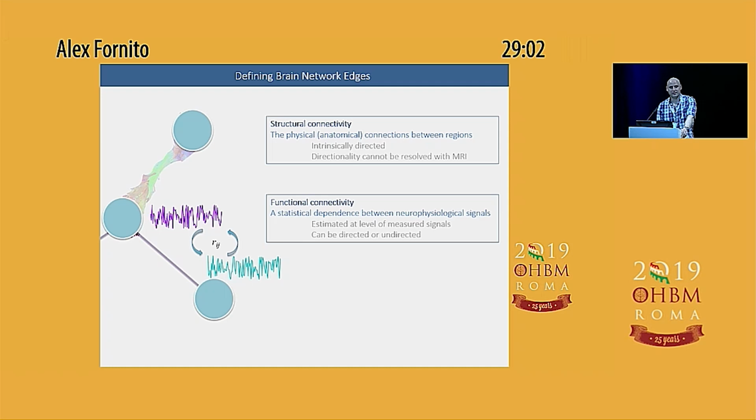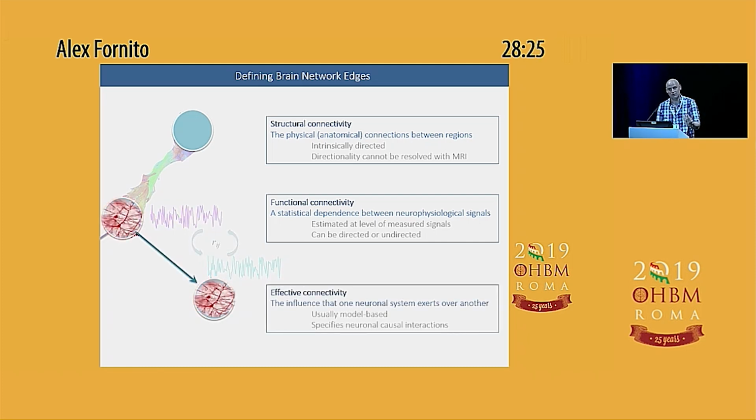Then there's functional connectivity. So here we're talking about brain activity, and this is defined as a statistical dependence between physiological signals that we acquire in each of our different nodes. So we record activity fluctuations over time in each node, and then we compute some measure of coupling between those fluctuations, most commonly using a correlation, but there's lots of other different measures out there. Now this can be either directed or undirected, depending on the metric you use. And the critical thing here is that it's estimated at the level of the actual measured signals, so the signals that we measured. And this is an important distinction from the third class of connectivity, which is effective connectivity.